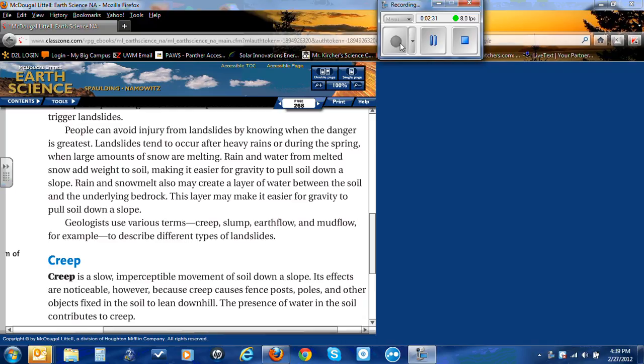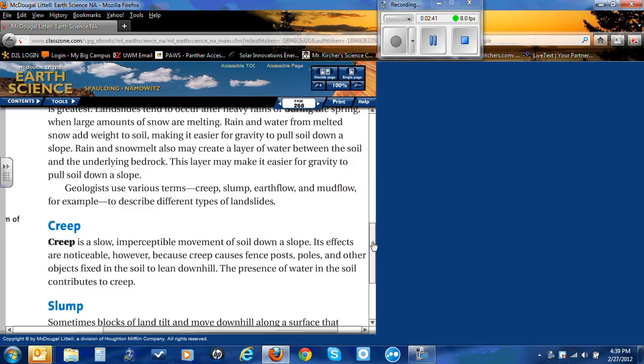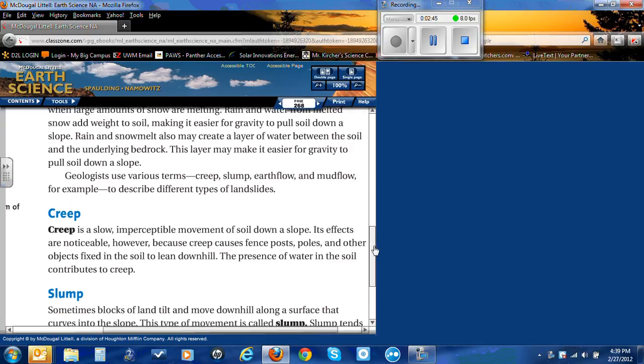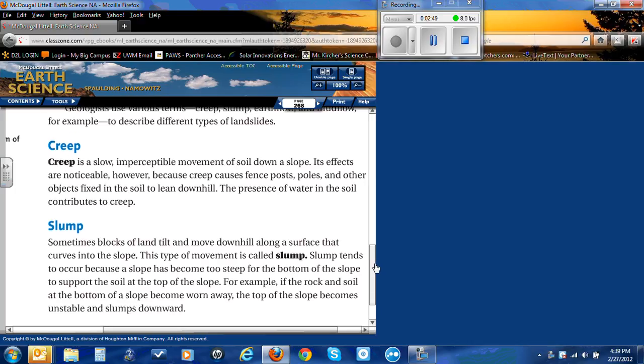Geologists use various terms: creep, slump, earth flow, and mud flow, for example, to describe different types of landslides. Creep. Creep is a slow, imperceptible movement of soil down a slope. Its effects are noticeable, however, because creep causes fence posts, poles, and other objects fixed in the soil to lean downhill. The presence of water in the soil contributes to creep.